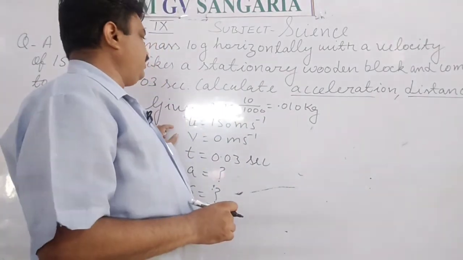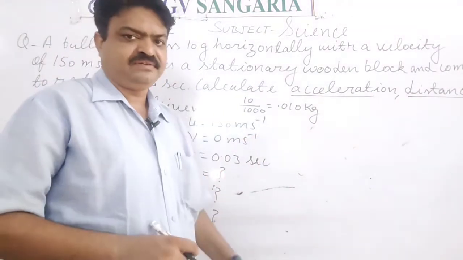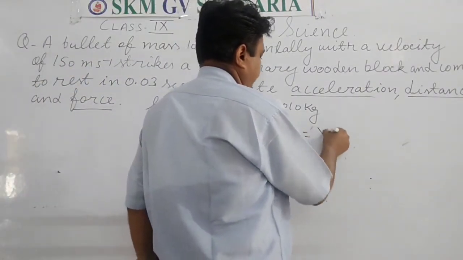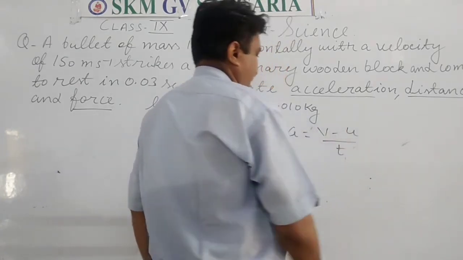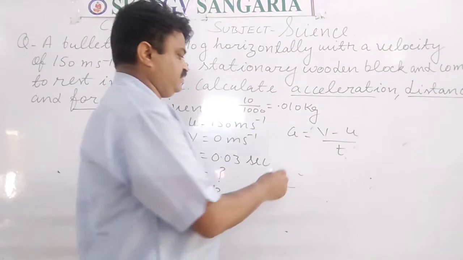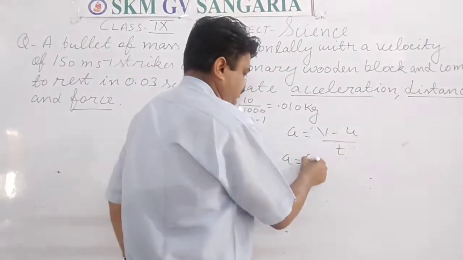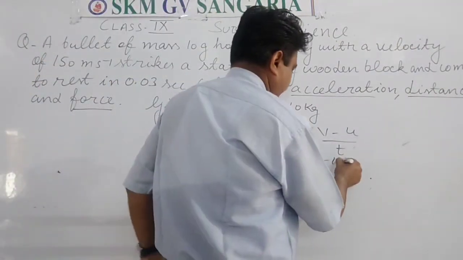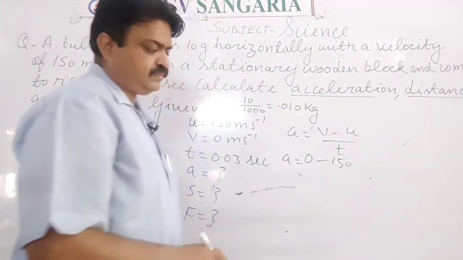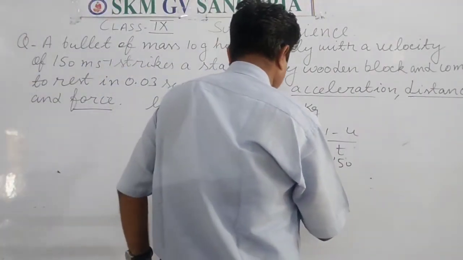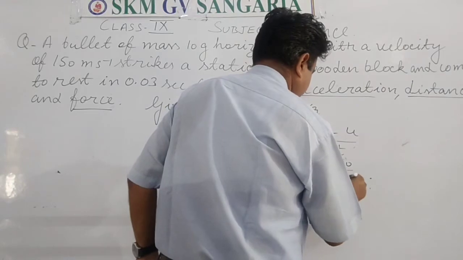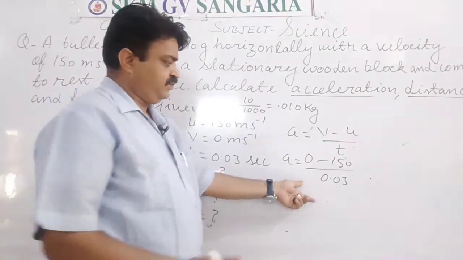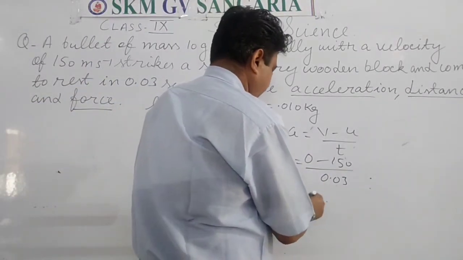Now what will you do to get the acceleration? The acceleration formula is, student, acceleration is equal to v minus u upon t. So what is acceleration here? v is here 0 and initial velocity is 150 and time is here 0.03 second. So when you calculate it, what will you get?